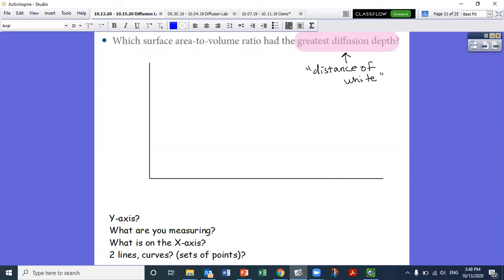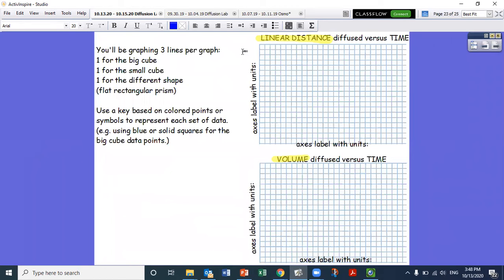Okay, remember, again, the graph setup is going to be the linear distance diffused, aka the distance of the white. Okay, so we should have axis labeled with time, right, because it says versus time here. And then this one is going to be the distance in millimeters, right? Distance of diffusion in millimeters. Over here, we're going to have volume diffused versus time. Actually, you're kind of lucky. I gave you the titles on these already. So volume diffused versus time.